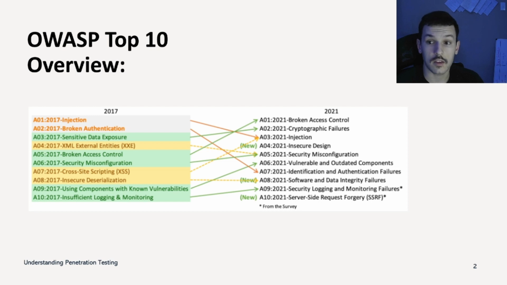Next is security misconfiguration. This is incorrectly configured permissions and settings in applications and related infrastructure. An example would be where an attacker finds and exploits default login credentials left unchanged on a server.